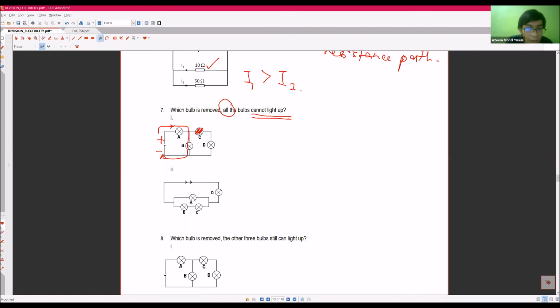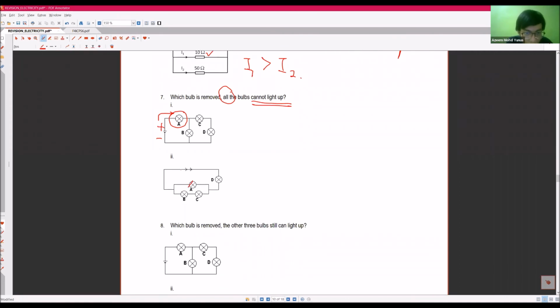Then if we remove D over here, that means the current can flow through A and B, and also current can flow through C, but blocked by D. So still there are some bulbs that light up. So what our answer is, we need to remove A. We need to remove A so that it blocks all the bulbs. So how about number 2?